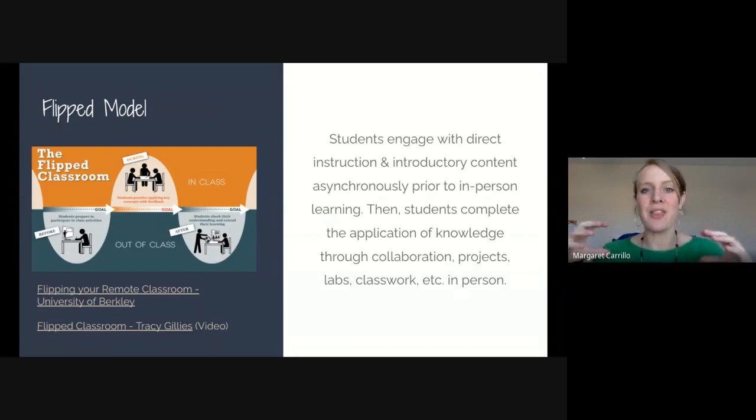And when they're with you in that in-class learning, they are diving into deep application of knowledge with collaboration, projects, labs, classwork, and all of that with you.